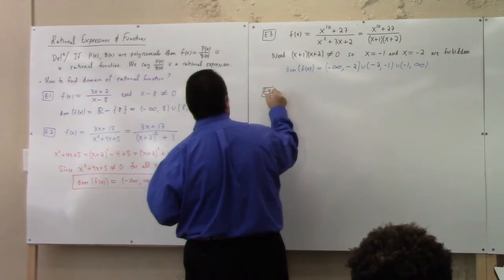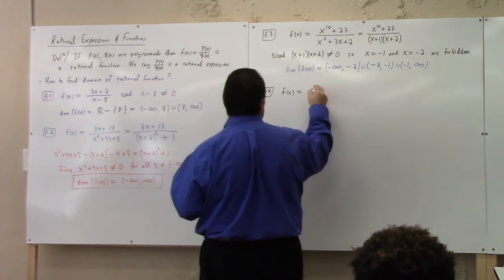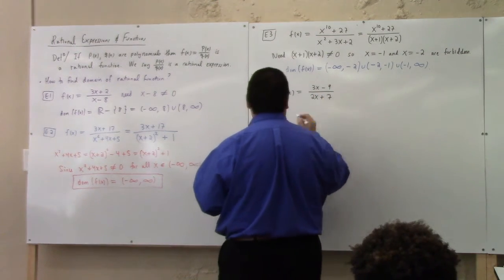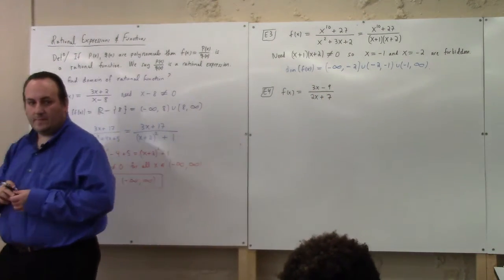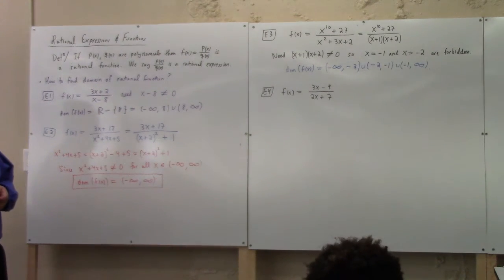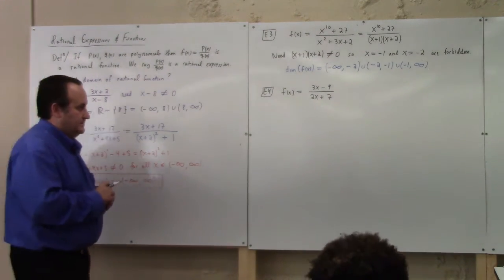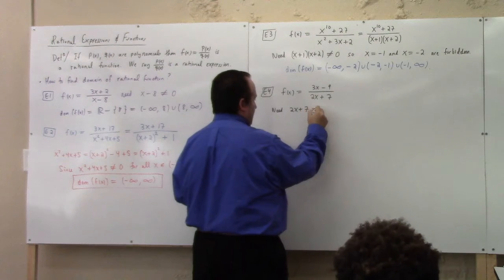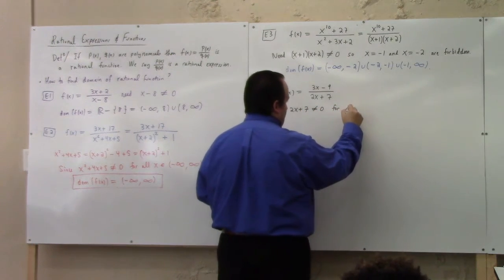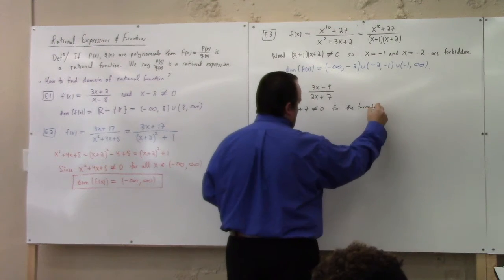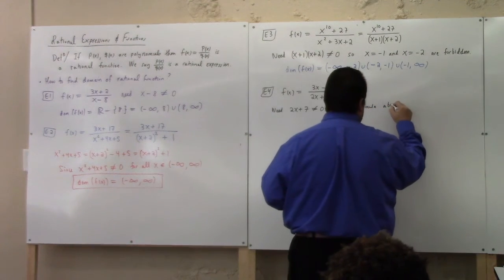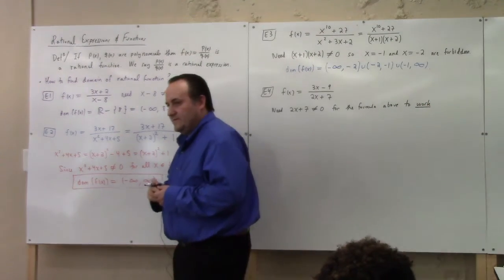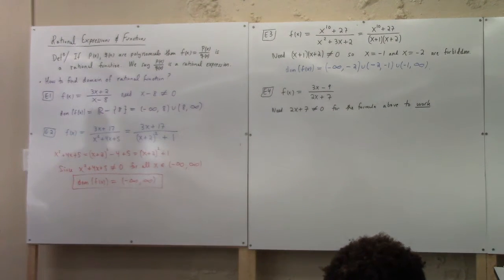Example 4. Suppose we had f of x equal to 3x minus 9 over 2x plus 7. What's the domain? So we must not allow division by 0. So we need 2x plus 7 not equal to 0 for the formula above to work. And by work, I just mean the laws of arithmetic don't break down, right? Like, we cannot divide by 0.